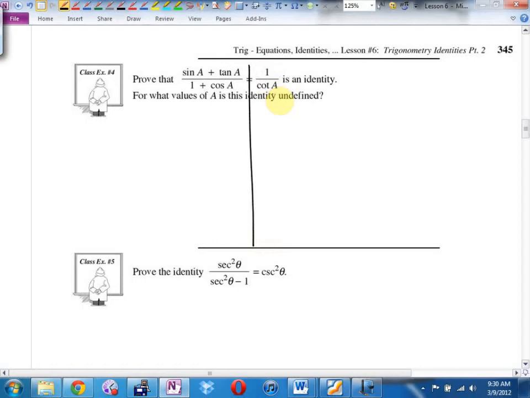The right side there, sine A over cos A. And I think I'm done with the right side.